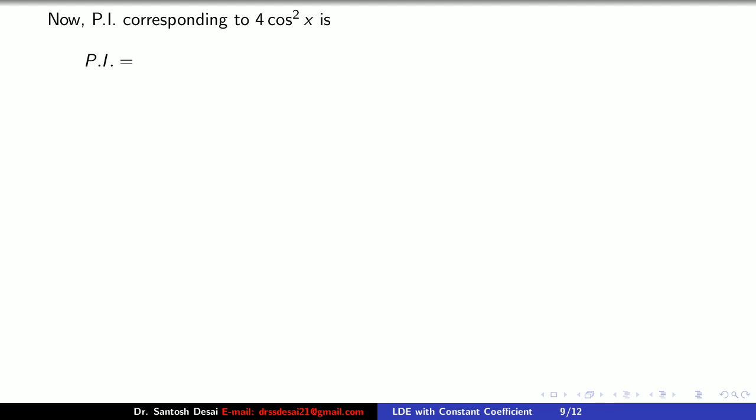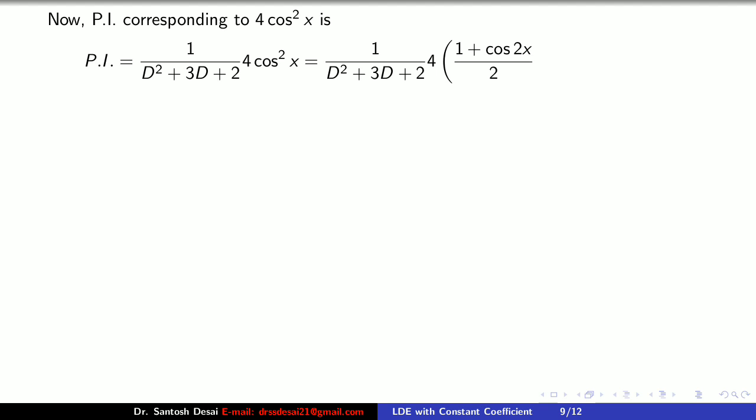So therefore we use the formula: P.I. is equal to 1 upon D square plus 3D plus 2 into 4 cos square x. Now we know the cos 2 theta formula. By using that, cos 2 theta is 2 cos square theta minus 1, and simplifying for cos square theta we get (1 plus cos 2 theta) divided by 2. So by using that formula, one can write the value of cos square x as (1 plus cos 2x) divided by 2.